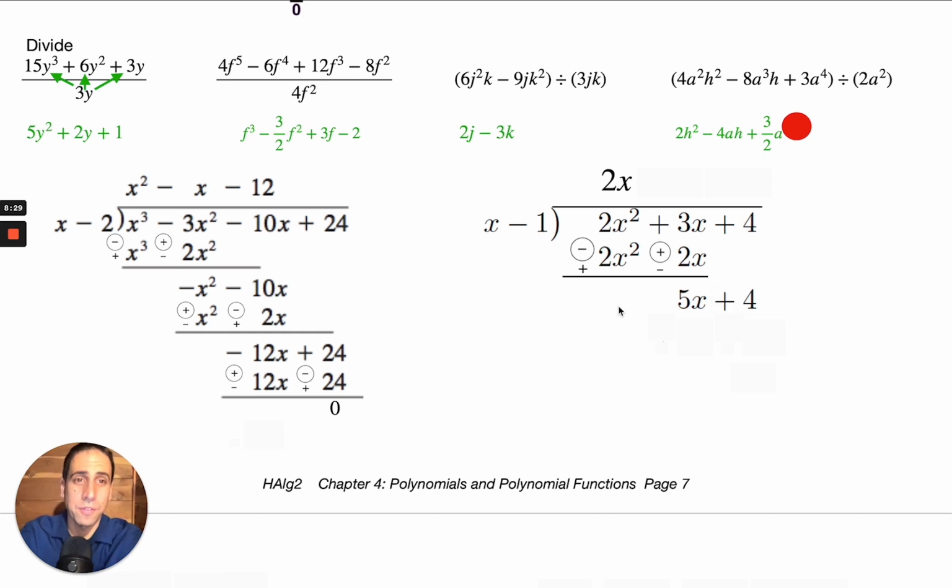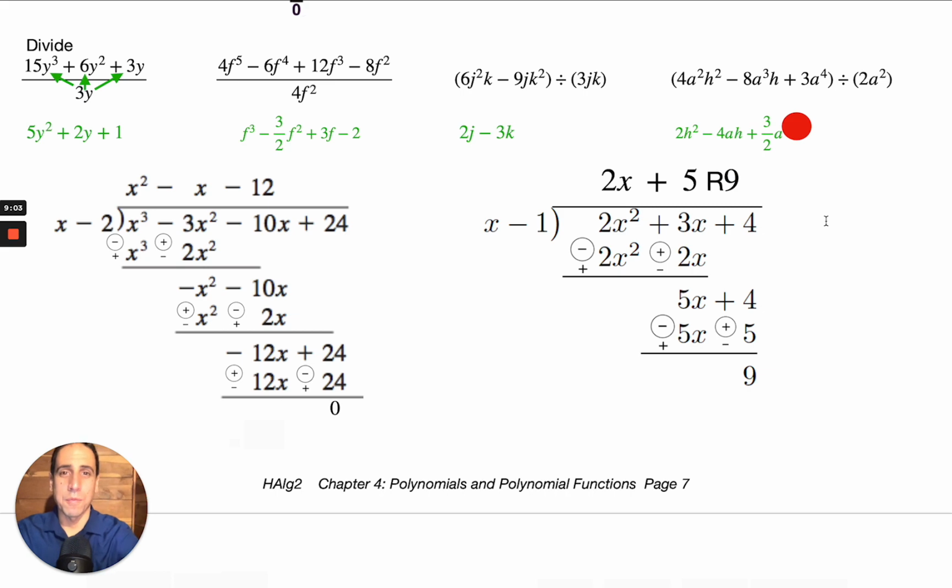We're going to bring down the 4, and then we're going to ask ourselves 5x divided by x is just 5, and then 5 times x is 5x, and 5 times minus 1 is minus 5. We need to subtract them, but in order to reliably do that, we're going to change the signs and add. We get left with 9 when we add them together. And we can tell that this is going to be a remainder because there's nothing left to bring down. We've already brought down the 4, and then we're also left with a 5 here at the top.